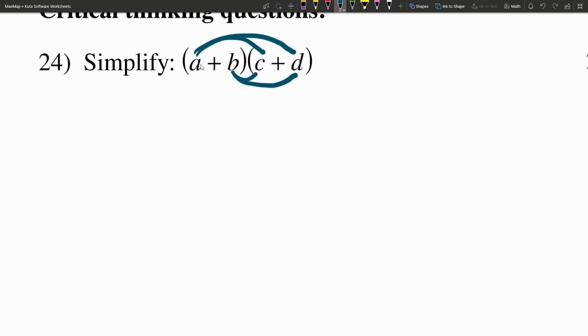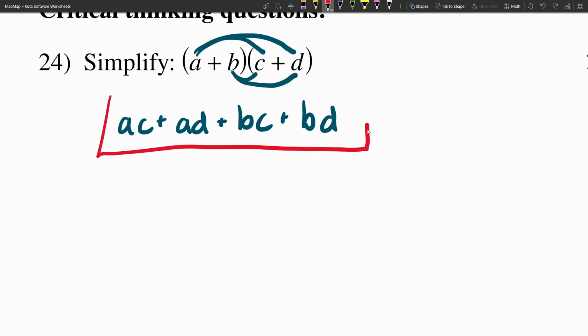So we have a times c plus a times d plus b times c plus b times d. And none of these terms can be combined together, so there we go. This is simplified. Expanded out, ac plus ad plus bc plus bd.